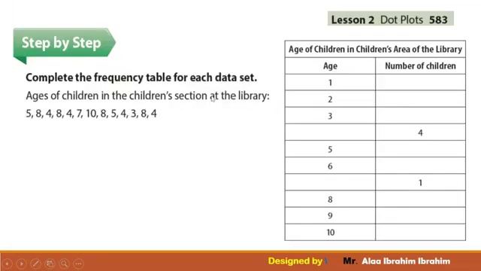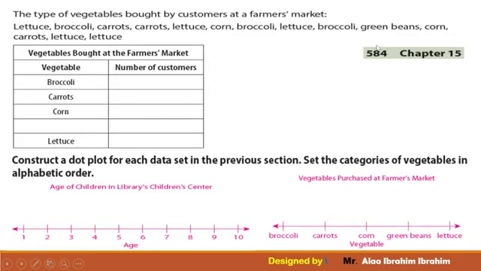Now we have examples here, like this example on page 583. I give it to you to complete your table. I think it's easy, just count how many of each. Now the type of vegetables bought by customers at the farmers market: broccoli, carrot, corn, broccoli, and so on. You found here we make a frequency table, vegetable and number. The broccoli, if you count, 1, 2, 3, so 3, and carrots, if you count, 1, 2, and I think also 3. The corn here is 2, and we have something missing that we didn't write here: green beans. If you count, it is just 1. The lettuce is 5.